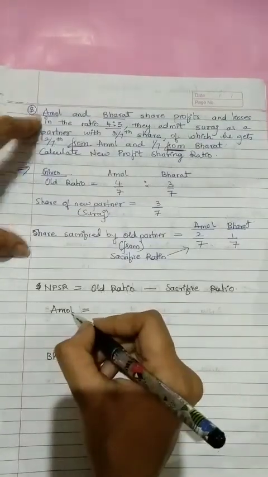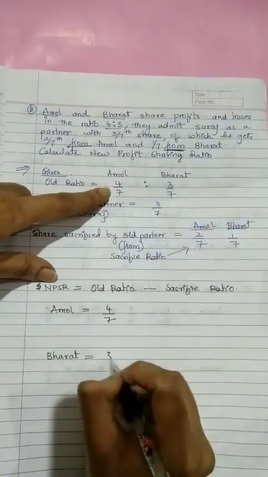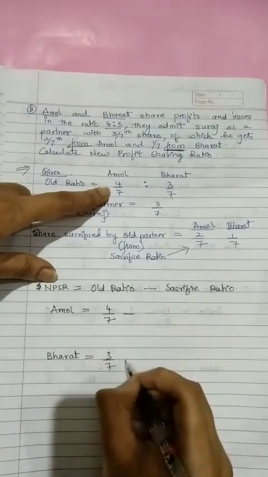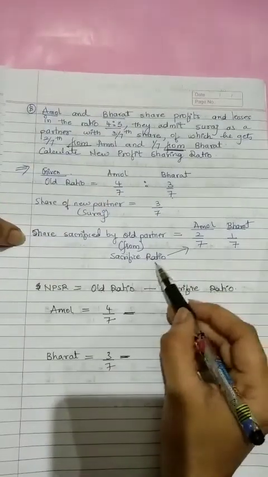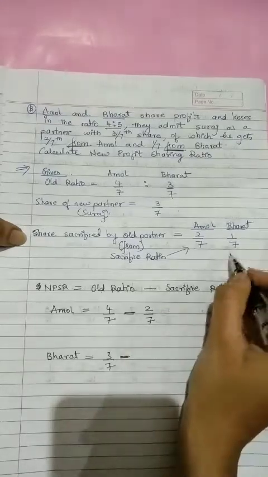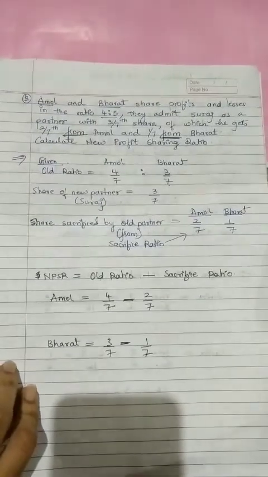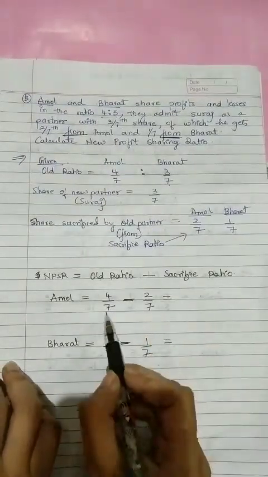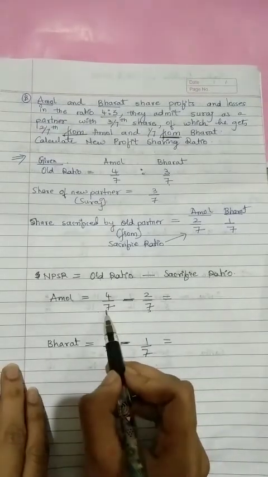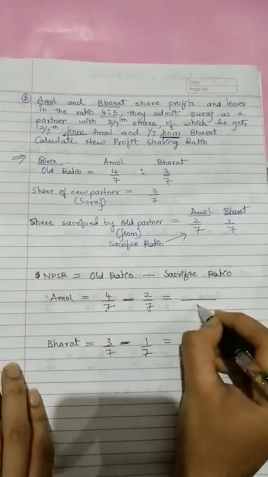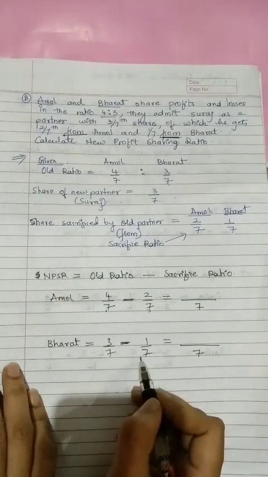What is the old ratio of Amol? Here, 4 upon 7. What is the old ratio of Bharat? 3 upon 7 minus, okay, minus sacrifice ratio. Sacrifice ratio of Amol is 2 upon 7 and Bharat is 1 upon 7. Now if you see over here, the denominator is already the same. The denominator is already equal here. So you don't need to make the denominator equal. You can directly write this. This is also 7 because here also the denominator is the same.